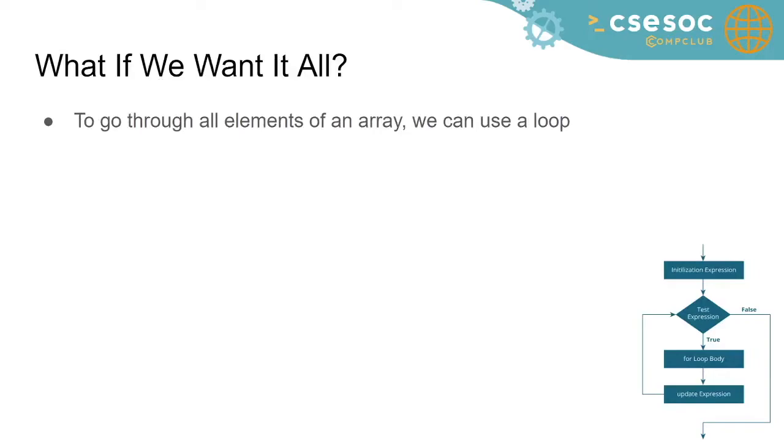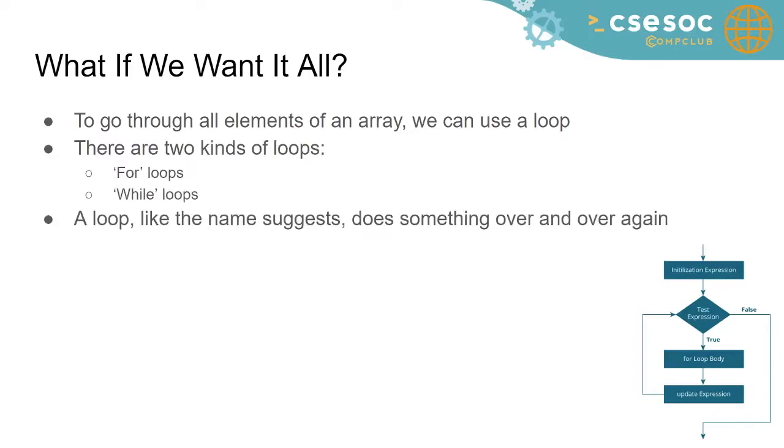So instead of accessing just one element, what if we want to access every single element within an array? Well, we can go through all the elements of an array using a loop. There are two kinds of loop, for loops or while loops. For most cases, they can be used interchangeably, but they both have their pros and cons.